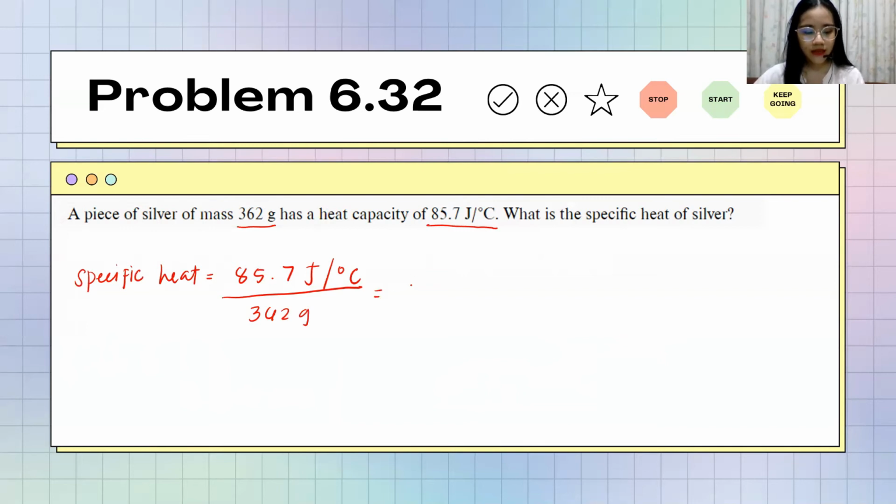So we calculate this and the answer is 0.237 joules per gram per degree Celsius. So this is the specific heat of silver.